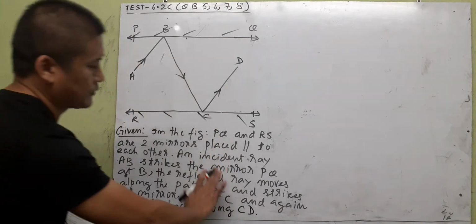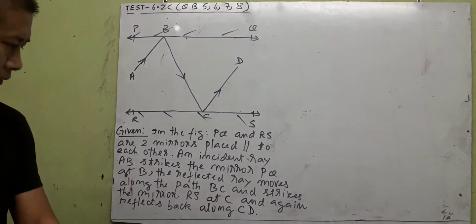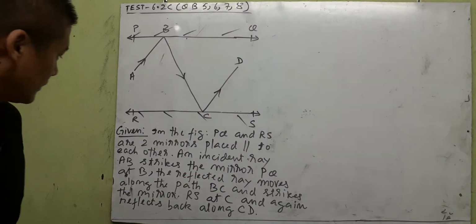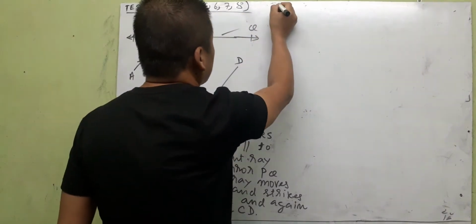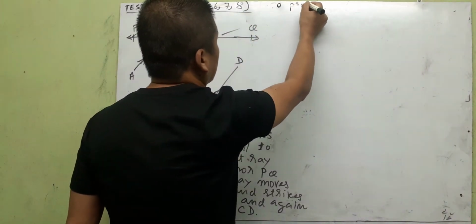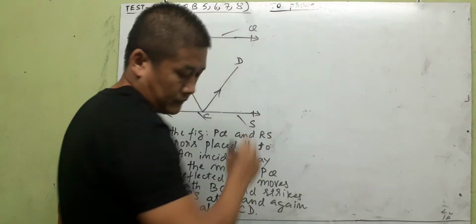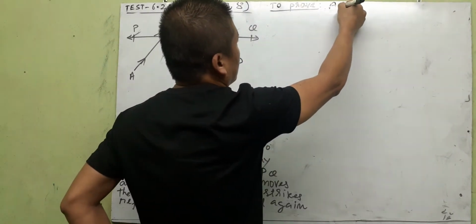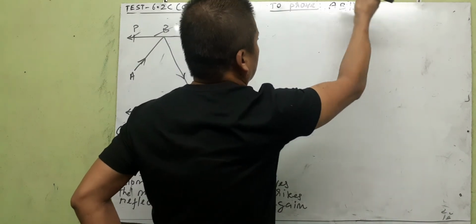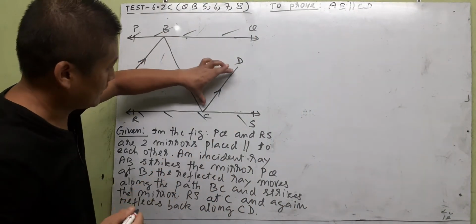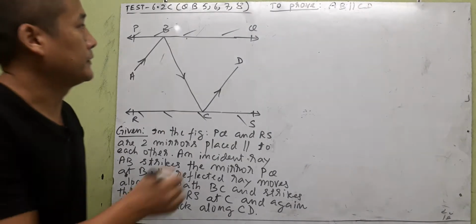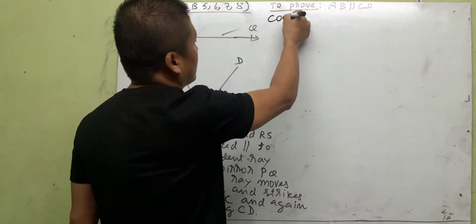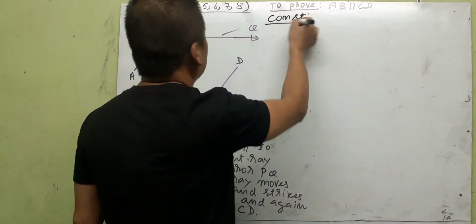So this is a description of what is happening in the diagram. So you just have to write it down by looking at the question. Now we have to prove something here. To prove AB is parallel to CD. So this line AB parallel to CD means AB and CD here are parallel. So for that we have to do a construction. So let us do a construction here.